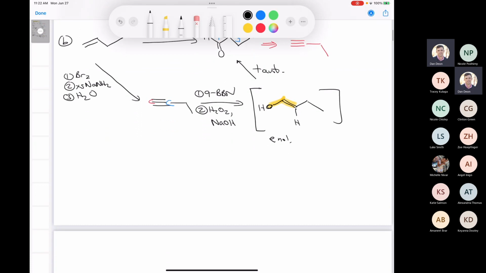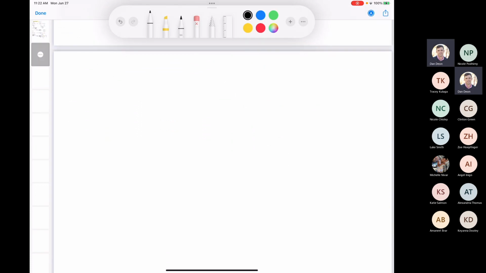So let's look at 9.29C. And then this one, we want to take 1-butyne. So there's 1-butyne, and we want to make 2-butanol. So we want to make an alcohol, right? We're going from an alkyne to an alcohol.